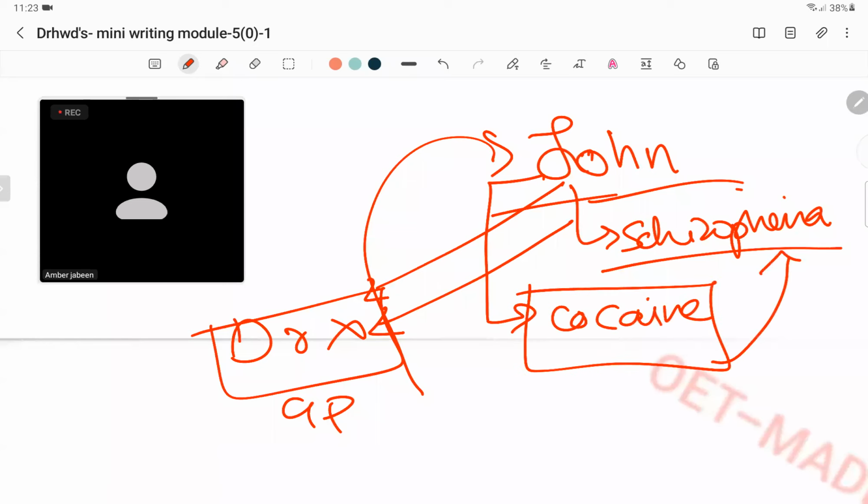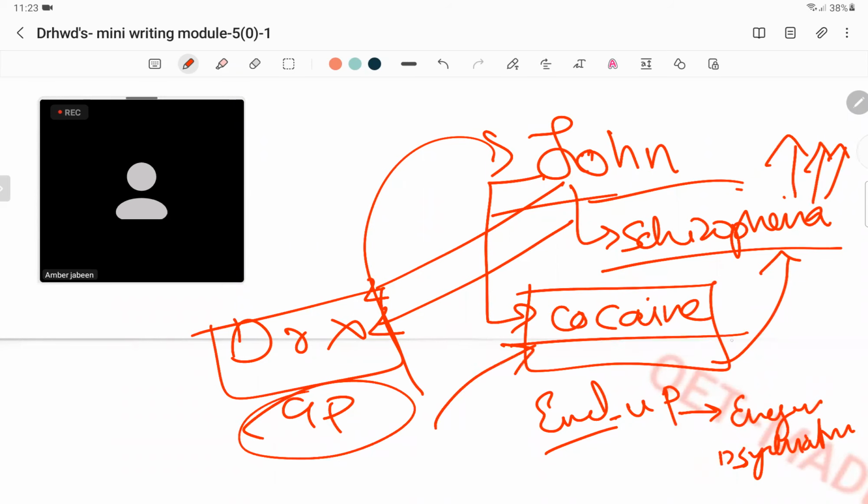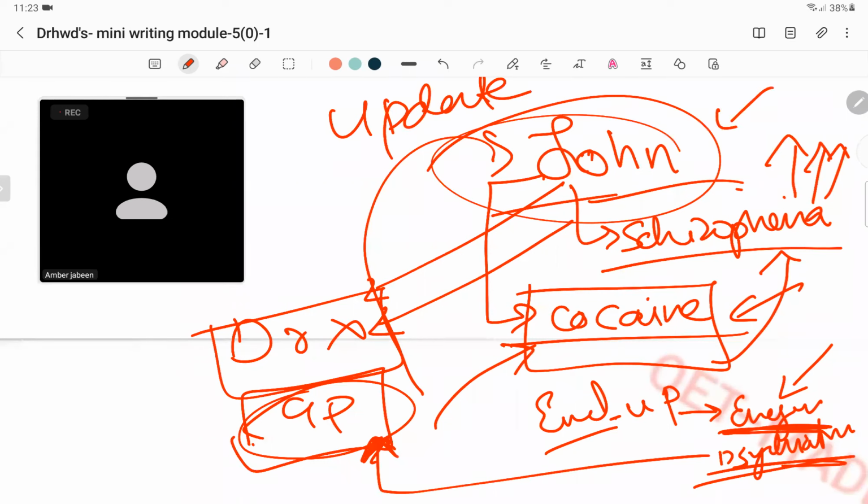What would happen to John? His schizophrenia would go really, really bad, and he might end up in the hospital. Now, if you work in that emergency, or let's say psychiatry, does this GP know that John ended up in the hospital, started abusing cocaine, and is now in the emergency? Unless the emergency or psychiatry staff tells the GP, would he know? No, right? So now you're updating them of something that happened to this person while they were at another facility. As simple as that.